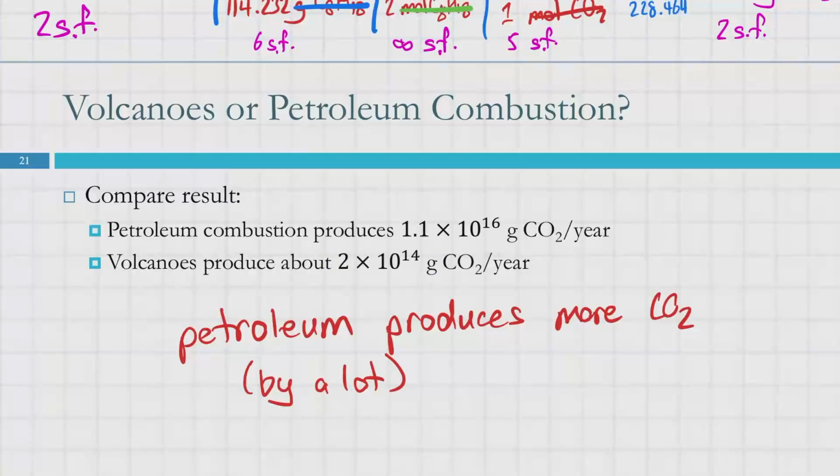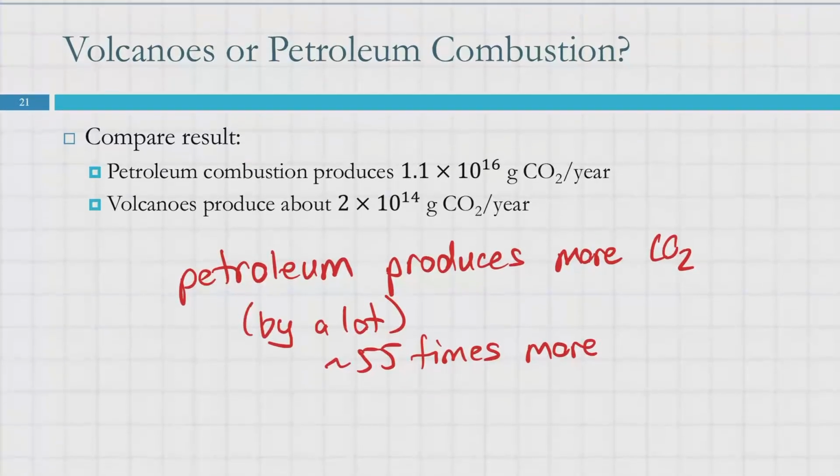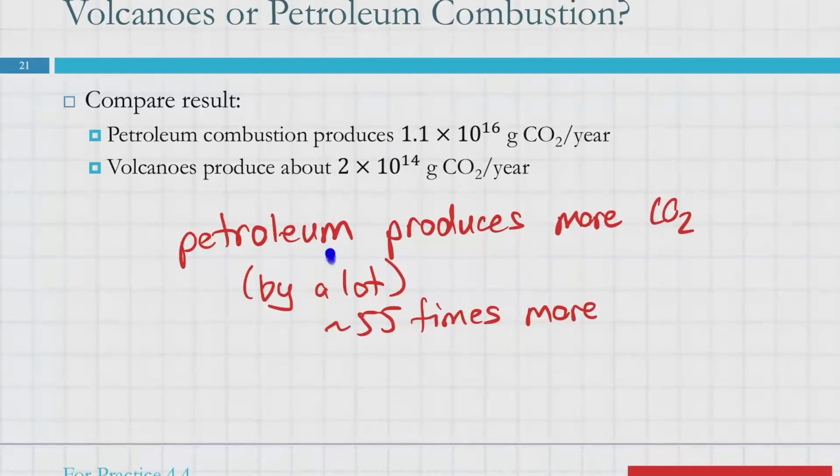Let's do the math. It's 55 times. Which means that the petroleum combustion is producing a lot more CO2. It's probably a much bigger factor than the amount that volcanoes are producing. It's probably not just like a natural Earth is going through a warming cycle sort of thing. It's probably anthropogenic, or human-caused, human-made.